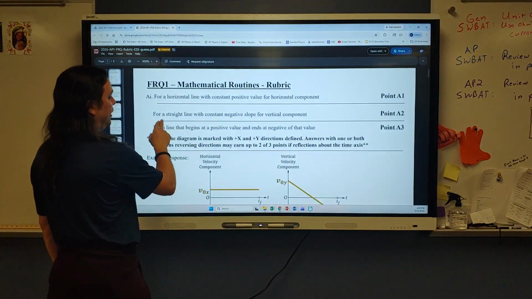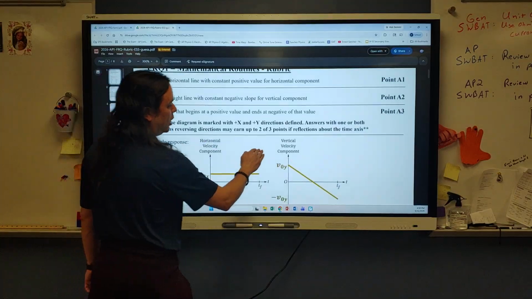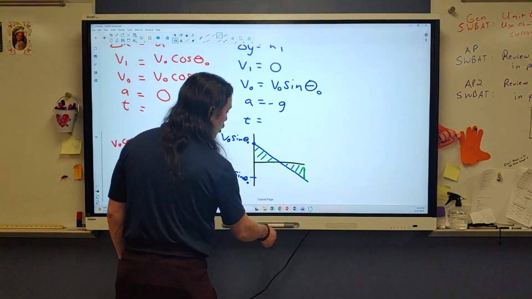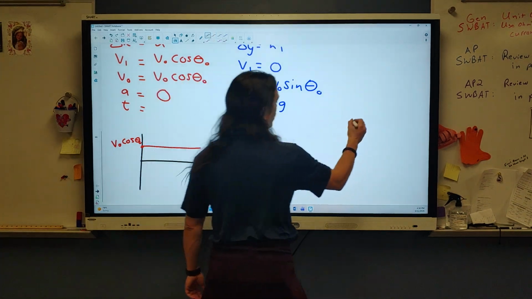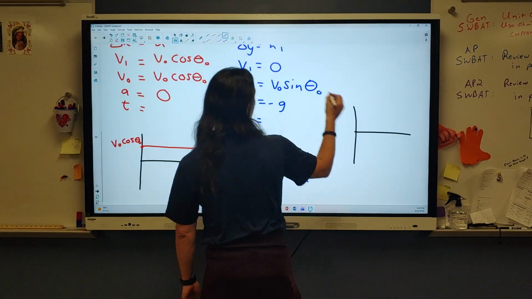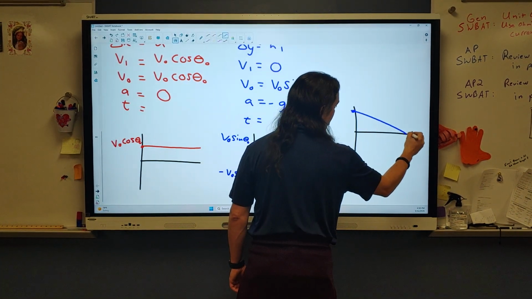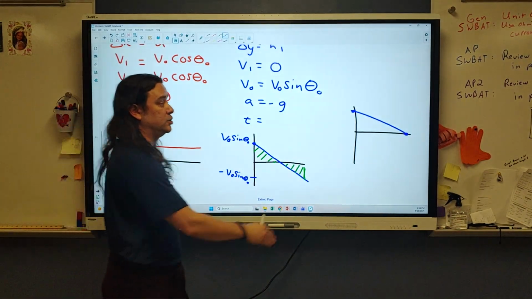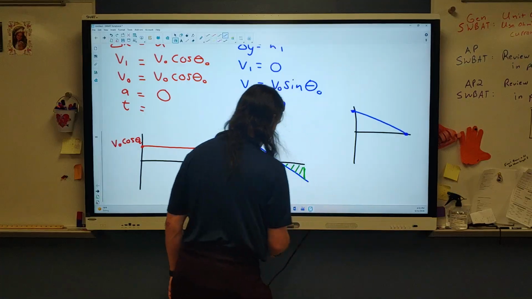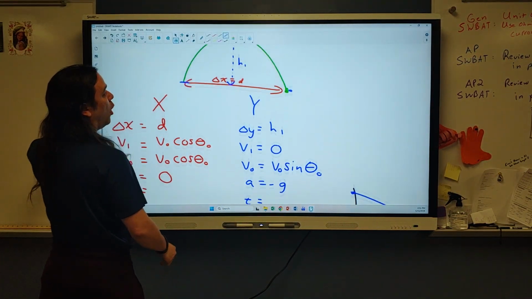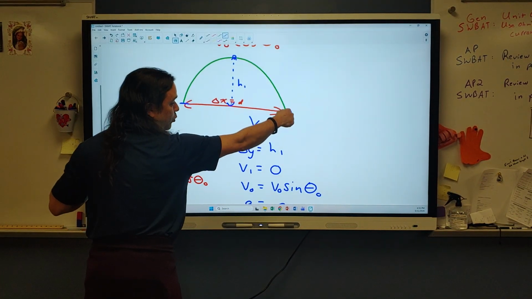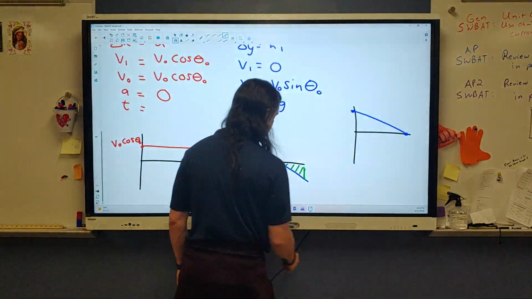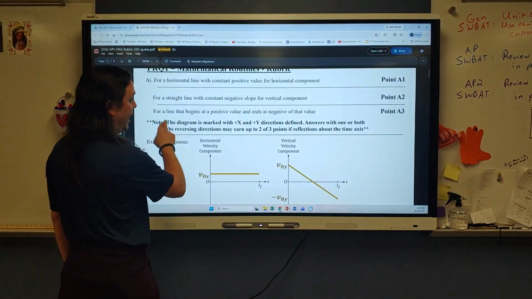Point 2, I think, would be for having a straight line with a constant negative slope for the vertical component. In other words, if you had drawn the following, if you knew that it started as a positive value, but you thought it just went to 0 at the end, that would get the second point because you did correctly identify that we have a negative slope, but you did not go all the way to the final time, which would be back over here, with our displacement being 0 and our velocity going back down. And that's where the last point, I think, would come in.